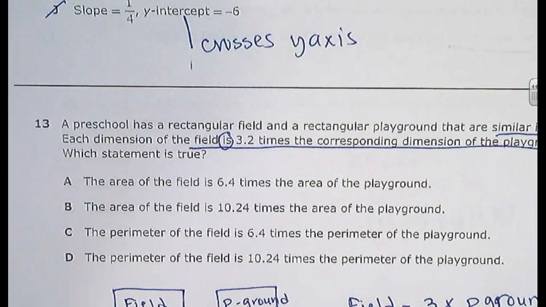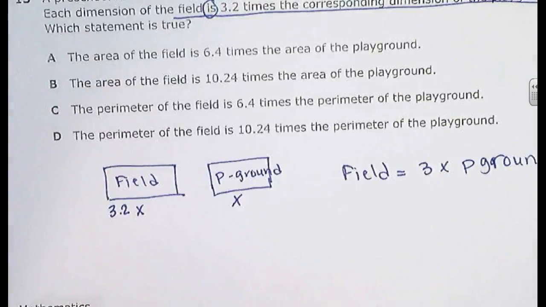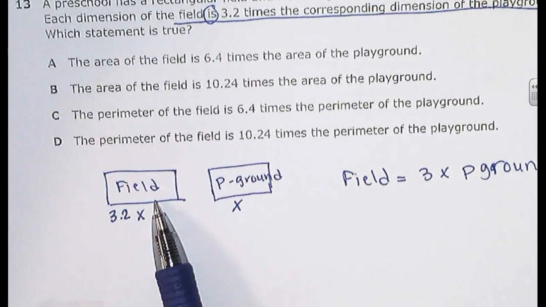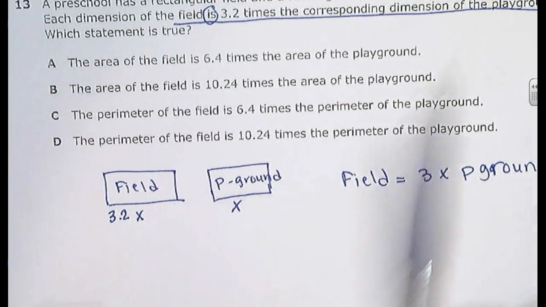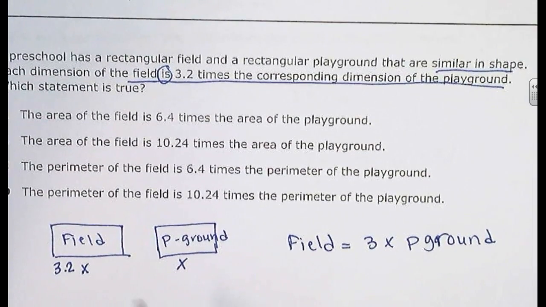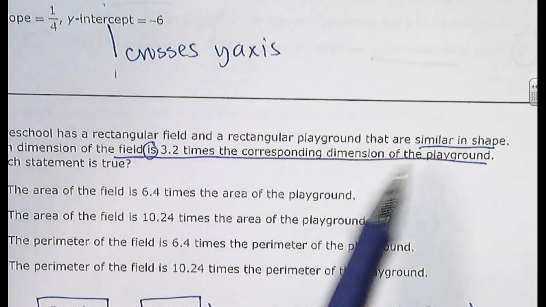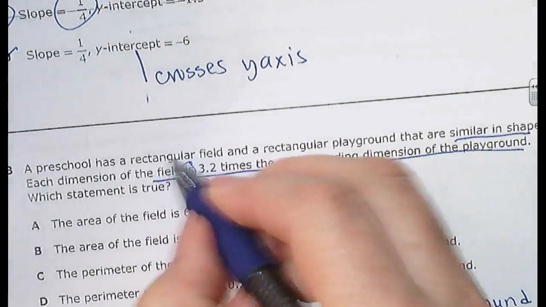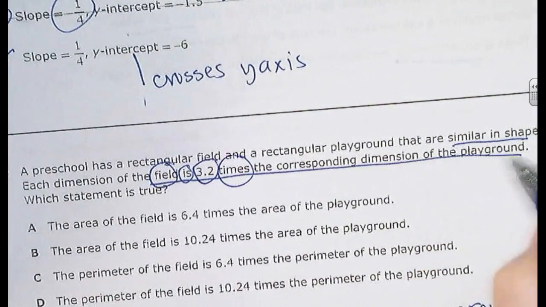Alrighty, question 13. You got a preschool with a rectangle field and a rectangle playground. I drew you a picture. I didn't draw them big or little because I didn't know. I didn't look hard. So there's your field, like, soccer field, and here's a playground. I just drew them the same. They're at least rectangles. It does say similar, so I got that part right. Next, it says each dimension of the field is 3.2 times the corresponding dimensions of the playground. So the question is, what'd they say? So here's the short version. The field is 3.2 times playground.